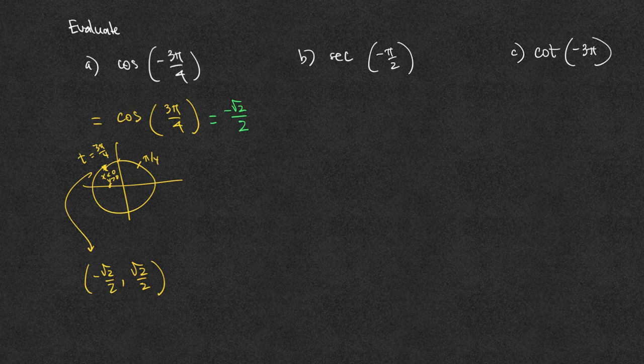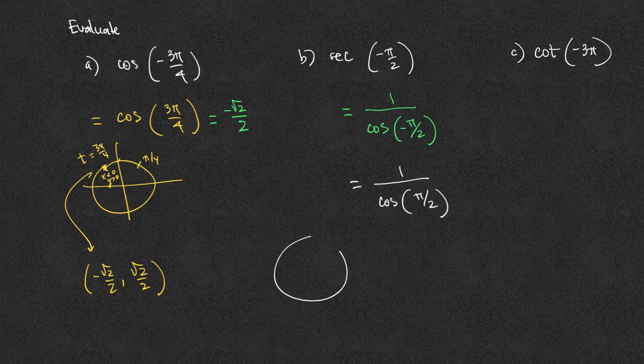For secant of negative pi over 2, we rewrite this as the reciprocal of cosine, which is 1 over cosine of negative pi over 2 for now. And then cosine is an even function, so we can rewrite it as 1 over cosine of positive pi over 2. Pi over 2 has the coordinates x equals 0, y equals 1.